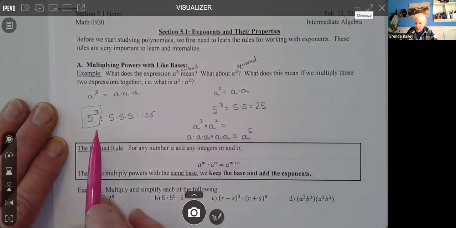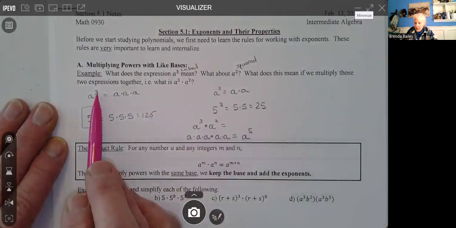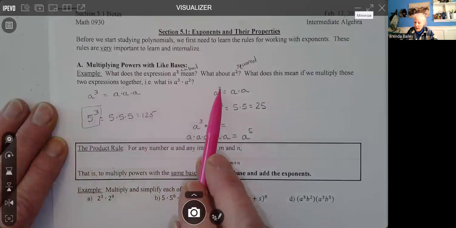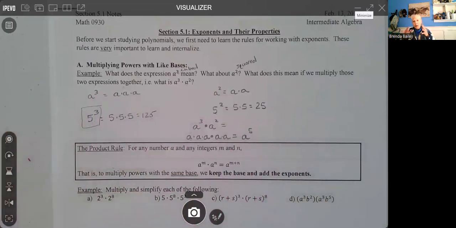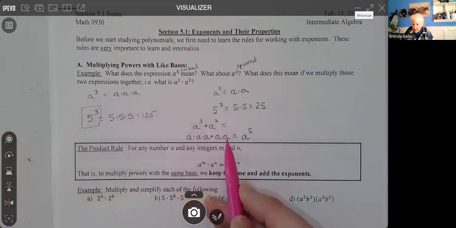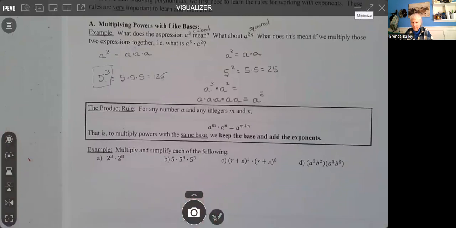We only have a special word for the cubed and the squared. Otherwise, a to the 5th, a to the 6th is how you say that. Again, no one wants to write these out and then count them. So we have a rule called the product rule.